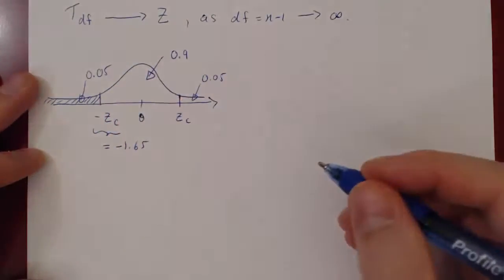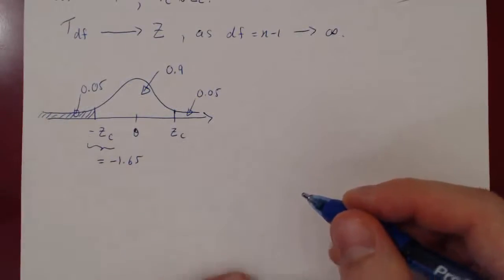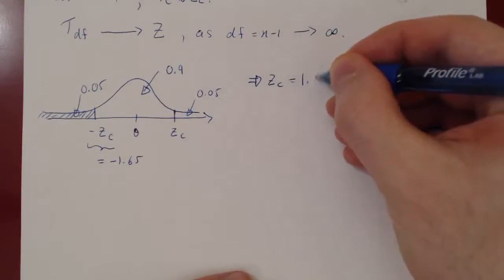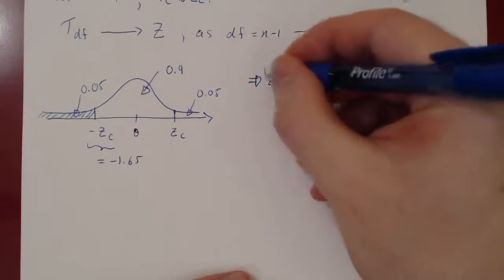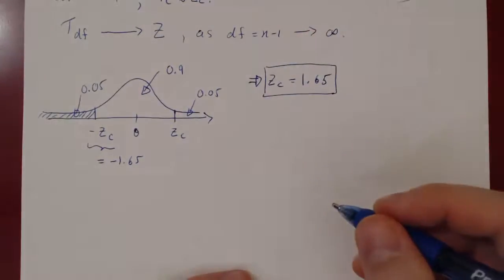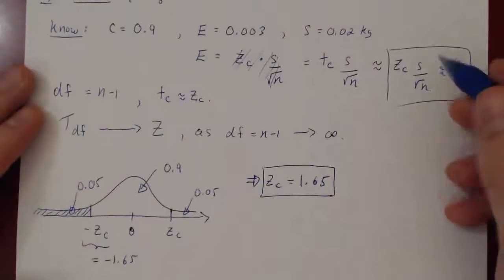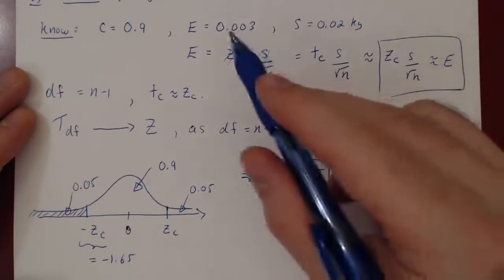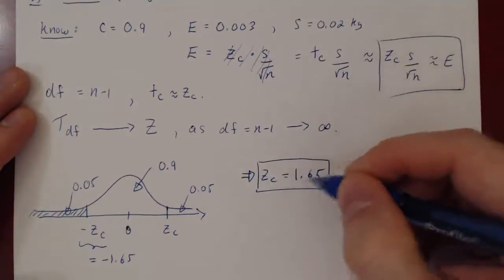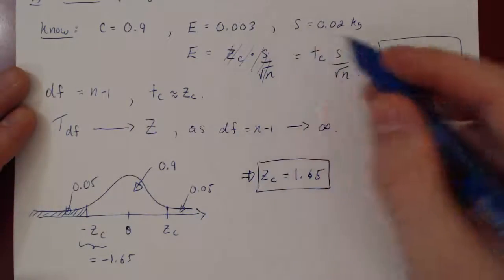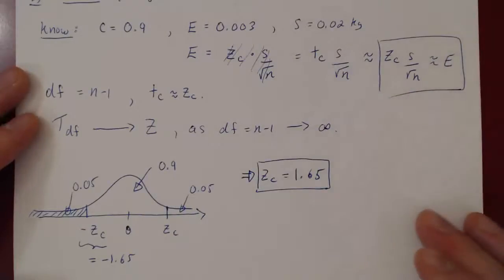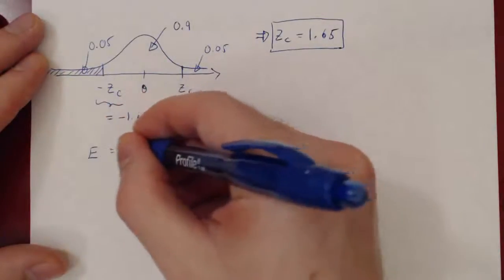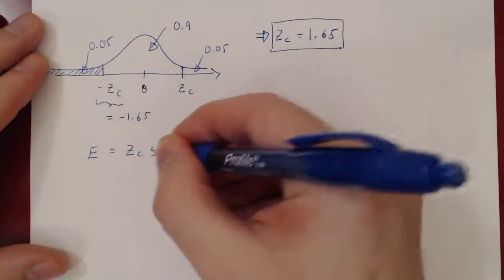Therefore, if negative ZC is negative 1.65, the critical z-score is positive 1.65. And now we're good to go. If you go back to the equality here, or at least the rough equality, we know E, we know ZC now, 1.65, we know S, so we can solve for n. Let me rewrite this as an equality. So the error is the critical z-score times the deviation over the root of n.